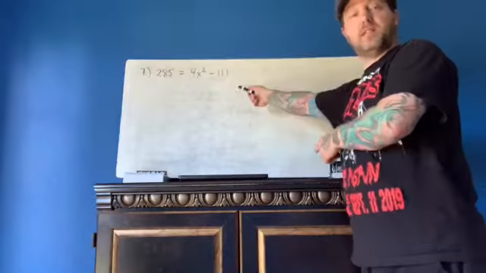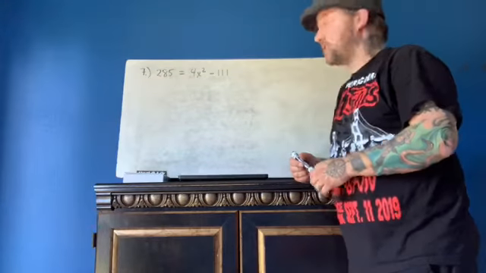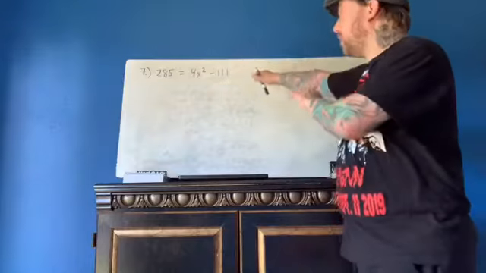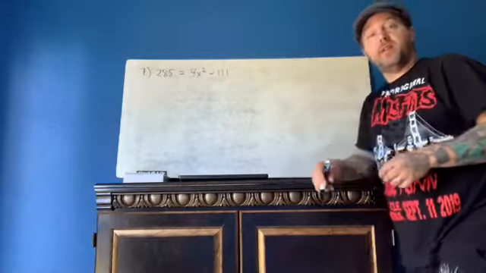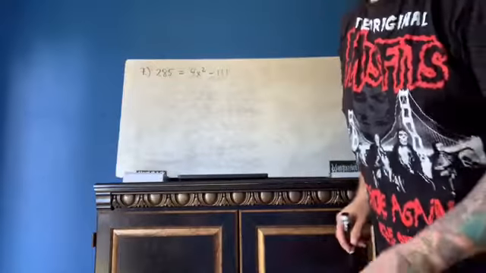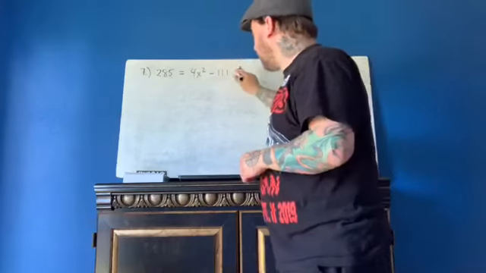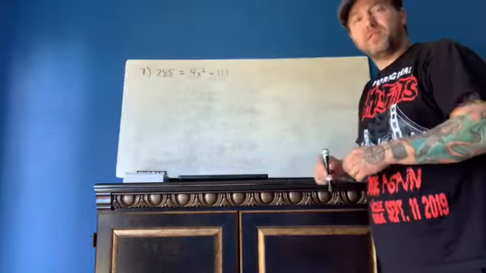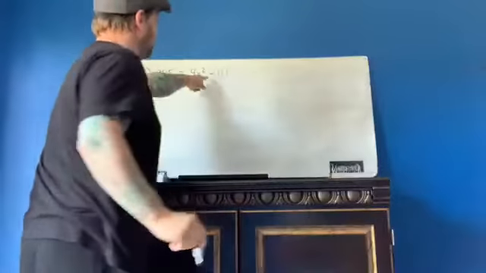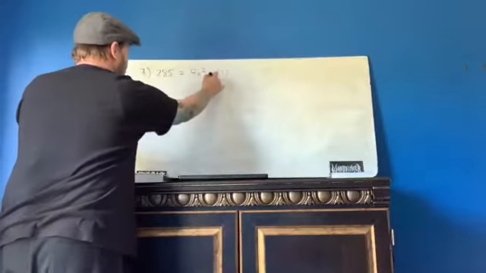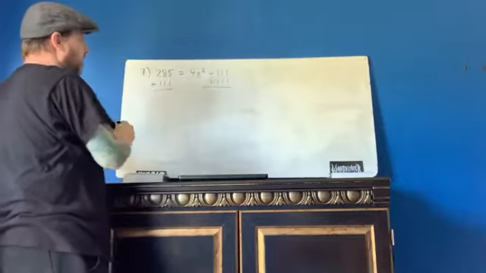And there it is. So we've got number 7 up there. 285 equals 4x squared minus 111. Now, we could set one side equal to 0, try to factor it, or we could probably use a square root since there's no x term, which is what I'm going to do. So let's get rid of the 111 by adding 111 to both sides.